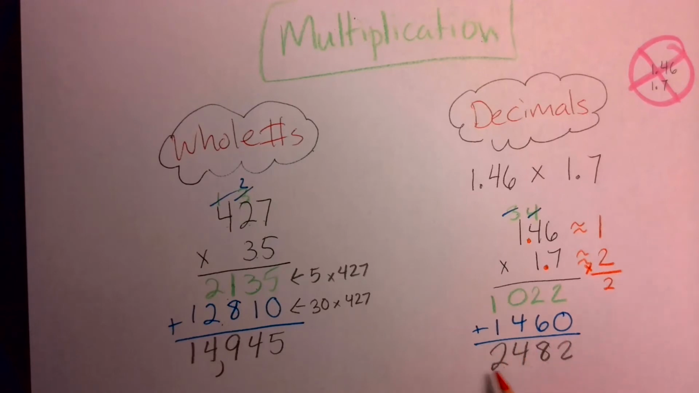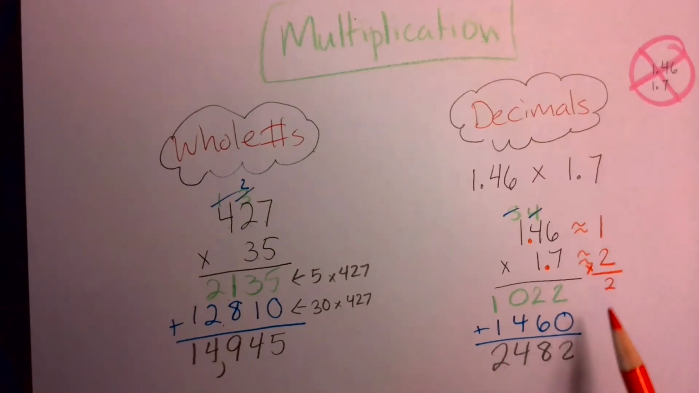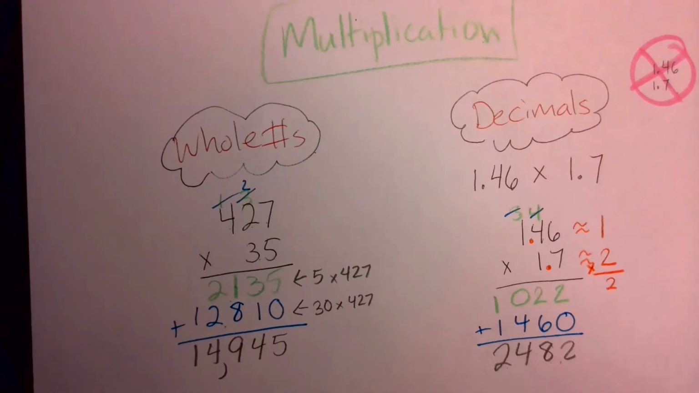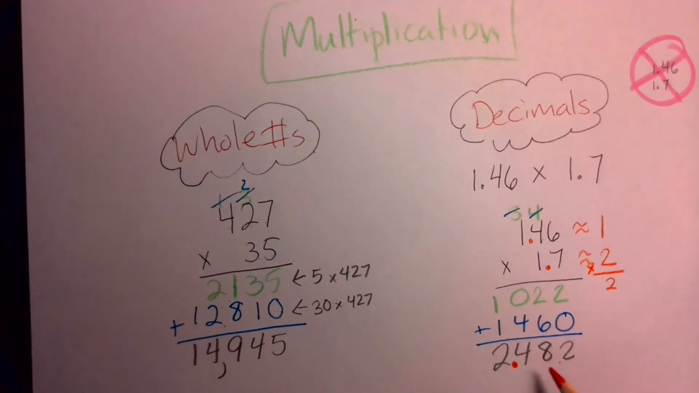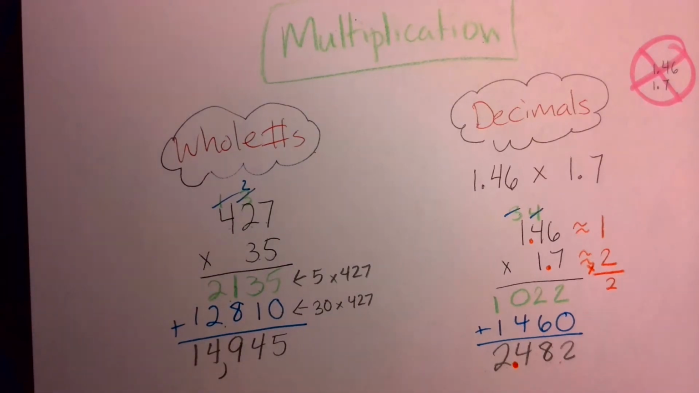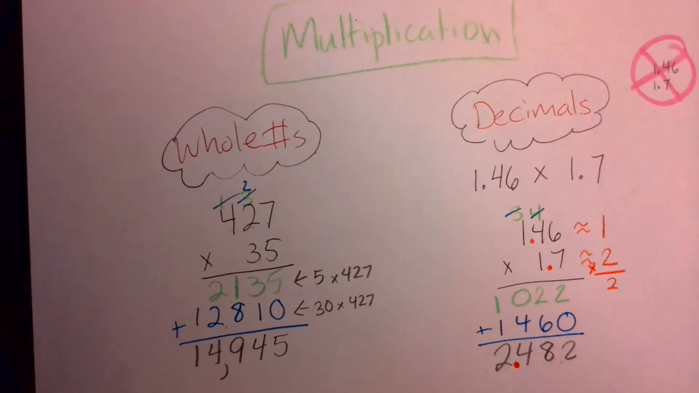Now, looking at your digits, where's the only logical spot to put this decimal based on the fact that it should be about 2? Should it be between the 8 and the 2? Between the 4 and the 8? Between the 2 and the 4, or before the 2? What do you think? Yeah, the decimal should go right here because that's the only logical spot. It wouldn't make sense to have 24. It wouldn't make sense to have 248. So our decimal's right where it needs to be for our final product.